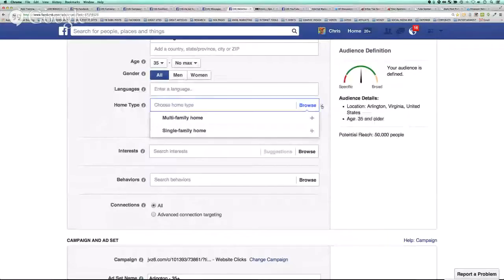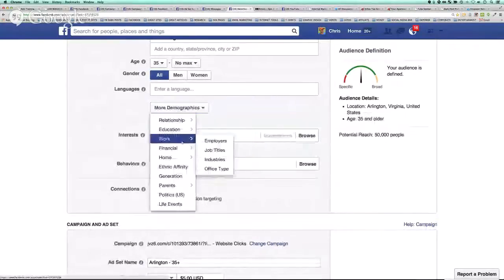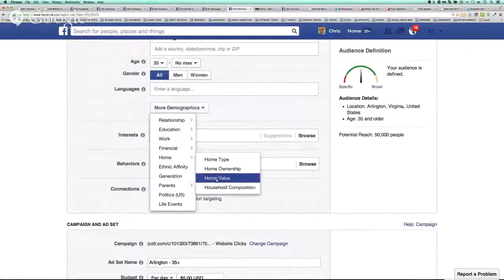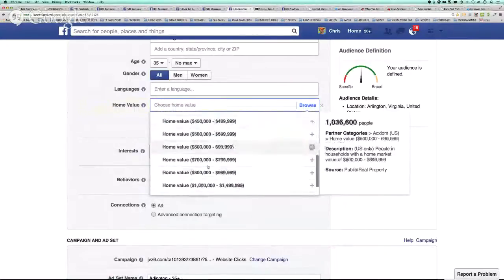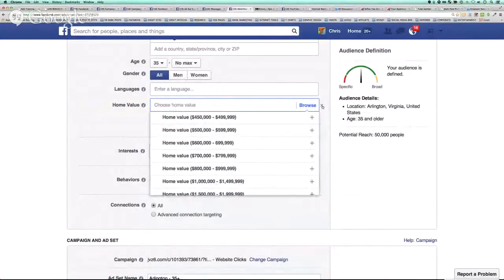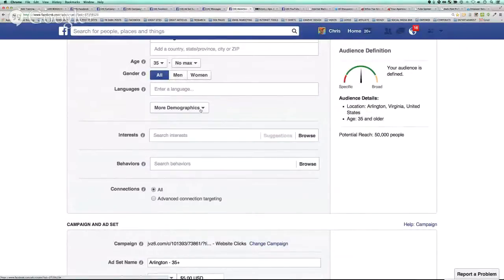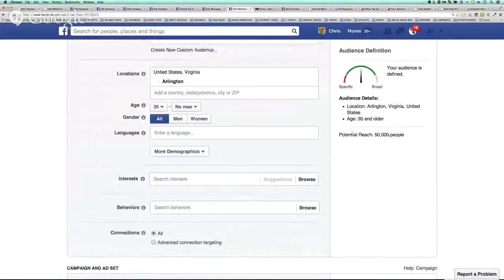Axiom is a company that provides this data, and they go through and they get all this kind of stuff. So home value, you could target people who have homes at higher values or whatever. Again, I'm going to be very clear here. This stuff will cost you more, but it can end up being worth it if you're reaching your exact target audience.